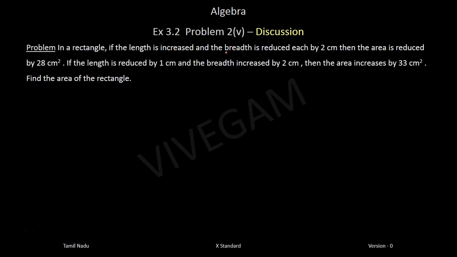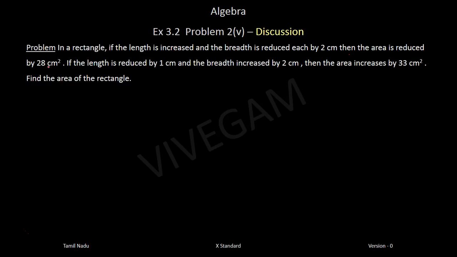It's an interesting problem. So let's assume the length to be x and the breadth to be y. The length is increased and the breadth is increased by 2, which means the new length will be x plus 2 and the new breadth will be y plus 2. So you are getting a new area. And what he says is that the length is increased by 2 and the breadth is reduced by 2. So x plus 2 and y minus 2 will be the new length and the breadth, and the area gets reduced by 28 cm square.